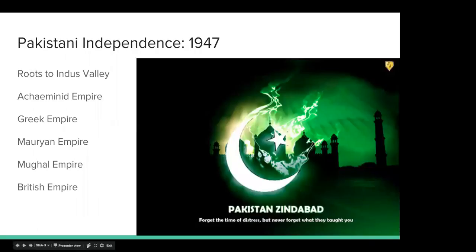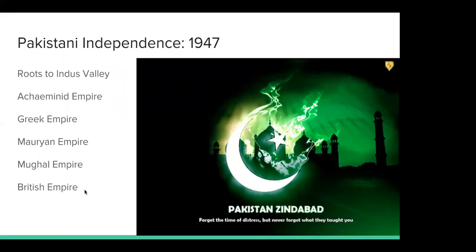And here we have when Pakistan became independent as a nation, 1947. But I just wanted to highlight it has a very rich history with its roots dating back to the Indus Valley, one of the ancient civilizations of the world, one of the oldest. But then it was controlled by multiple different empires that came in, the Greek, Mauryan, and Mughal empires, and then finally the British, until independence was eventually declared.